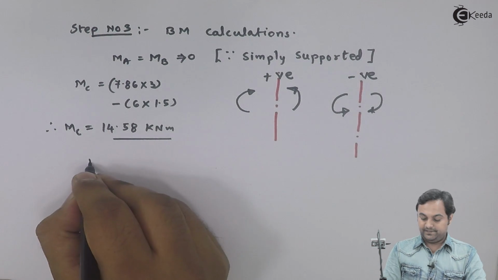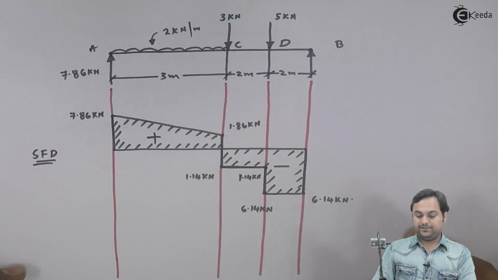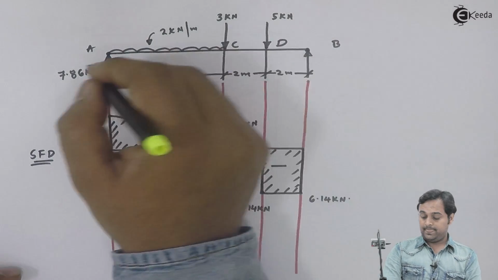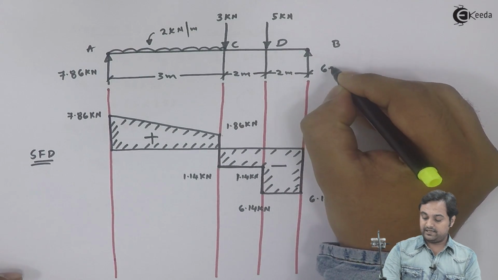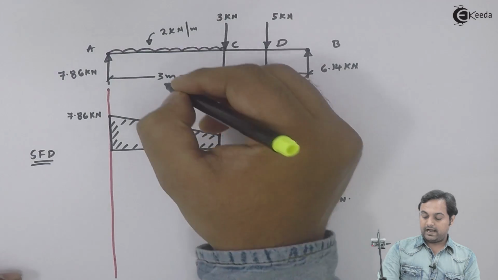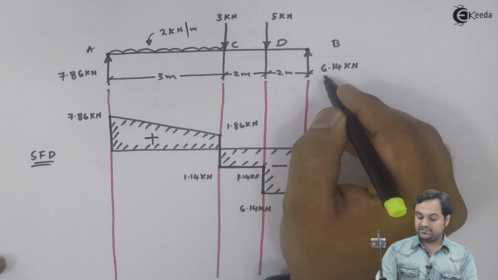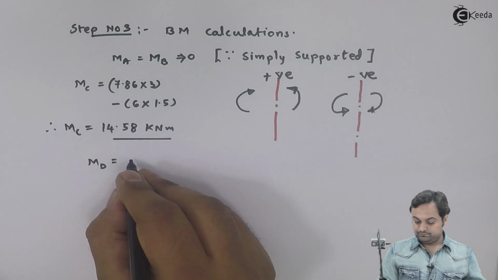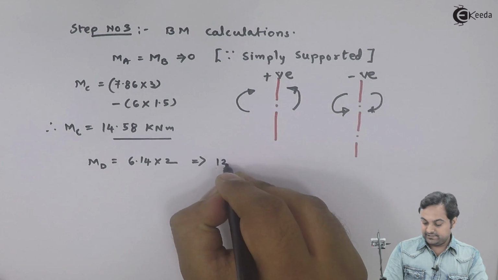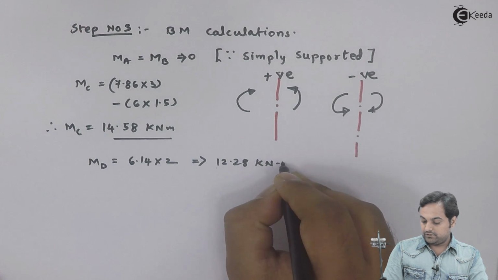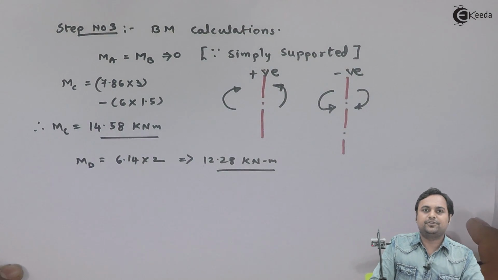Next, moment at D, that is equal to, here if I see, if I take the section at D, to the left I have 1, 2 and 3 forces. To the right I have only one single force, RB, that is 6.14 kilonewton, and it produces anti-clockwise moment to the right, so it has to be taken positive. So here I have plus 6.14 into 2. So the moment at D is 12.28 kilonewton meter. So with these values of bending moment available, we can easily draw the bending moment diagram.